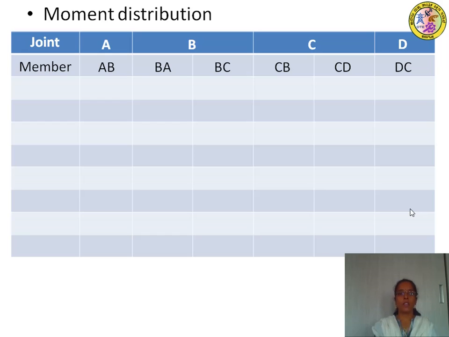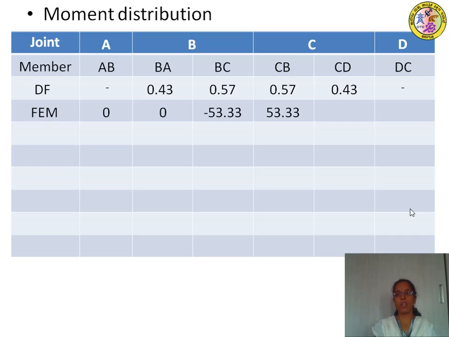Okay, so next we will write the distribution factor in the next row. Distribution factor for BA is 0.43, for BC 0.57, for CB again 0.57, and for CD 0.43. Okay, in the next row we will write the fixed end moments. So MFAB is 0 because we don't have any loading on the member AB. So MFAB is 0 and BA is also 0. BC is minus 53.33, CB plus 53.33, CD 0 and DC is 0.